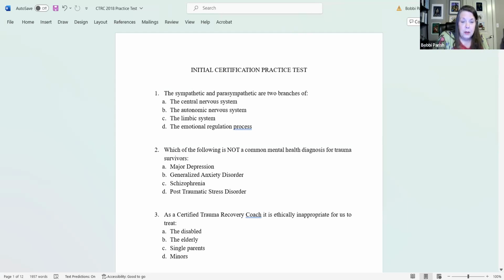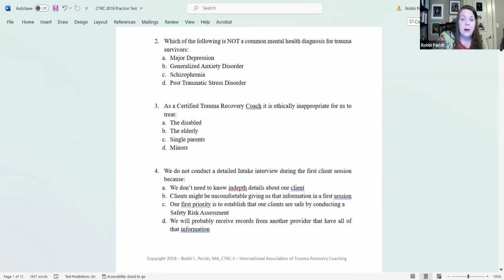Number 2, the answer is C, schizophrenia. Number 3, as a certified trauma recovery coach, it is ethically inappropriate for us to treat D, minors. 4, we do not conduct a detailed intake interview during the first client session because C, our first priority is to establish that our clients are safe by conducting a safety risk assessment.